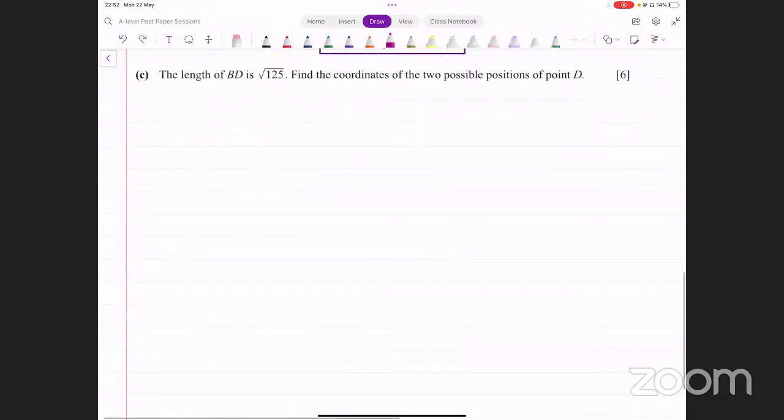Let's call the coordinates of D something. Let's say D के coordinates हमारे पास हैं x, y, right? या फिर let's say they are P and Q, because A and B पर use हो रहा है. These are the coordinates of the point D. Now we are given that the distance BD is equal to square root of 125. All right.